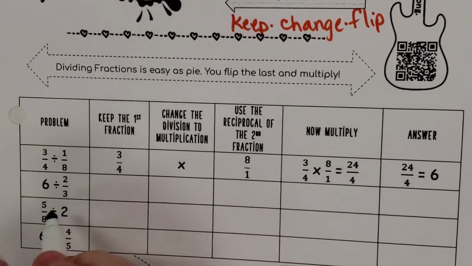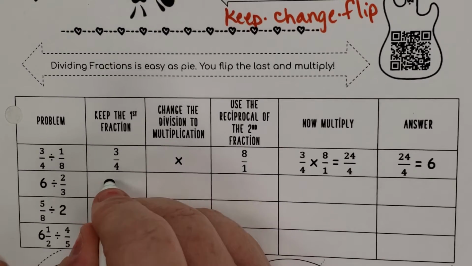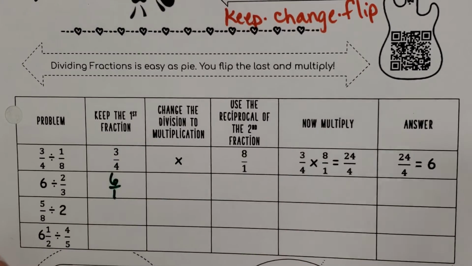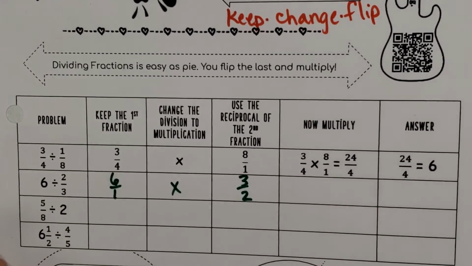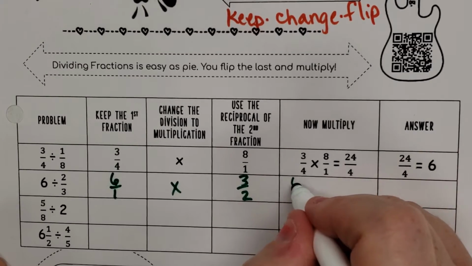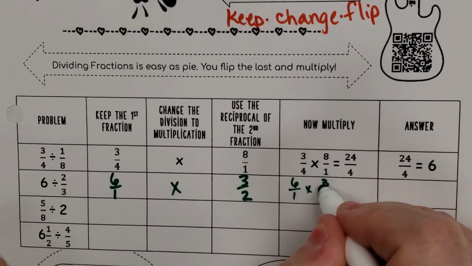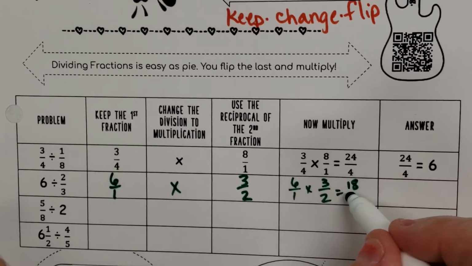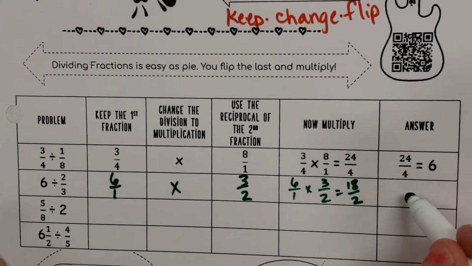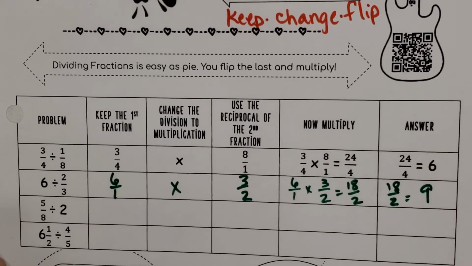Okay, we're going to do a few of these. So keep the first one. I'm going to write it as 6/1. And the reciprocal of the second is 3/2. So I'm going to write it here. 6/1 times 3/2. 6 times 3 is 18/2. 18 divided by 2, always in simplest form, is 9. So if I wanted to know how many 2/3 go into 6, it's 9.